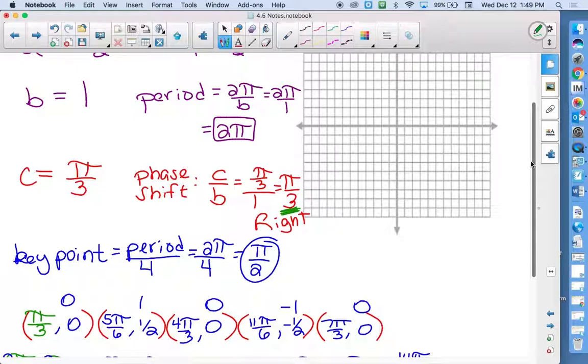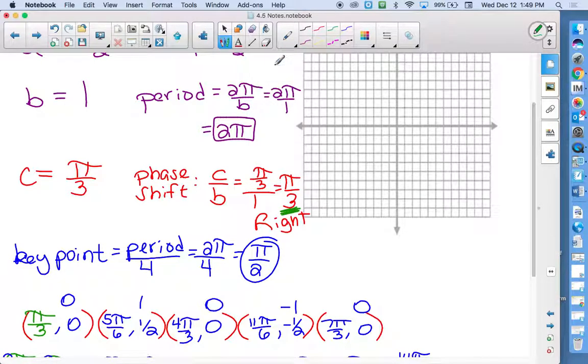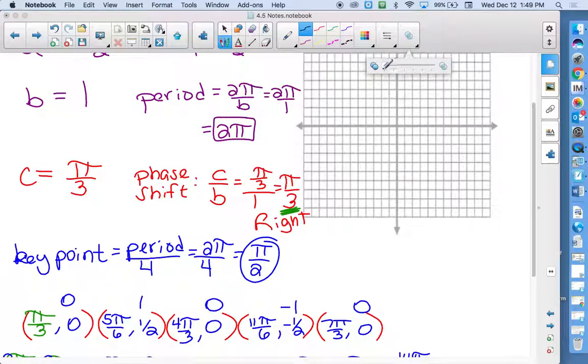So the first little tick mark, I know, it's weird, Brandon, right? I wanted a smaller pen. Oh, I have it as small as I can go. Shucks. All right.